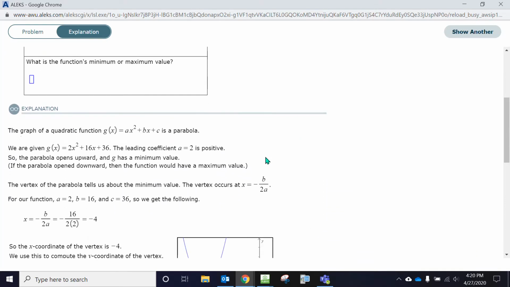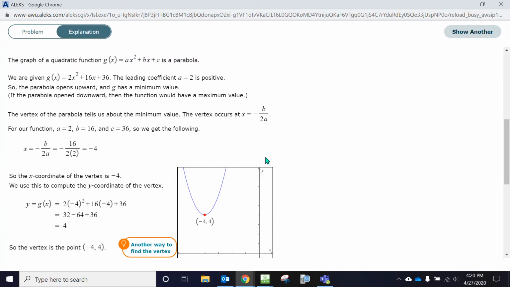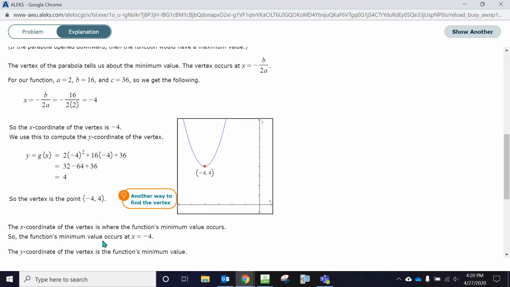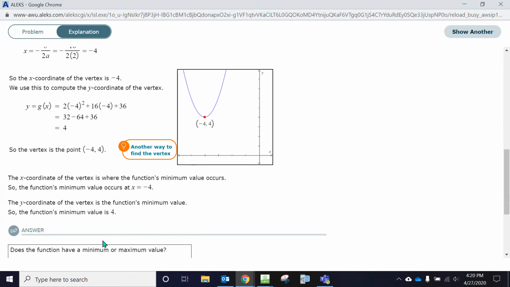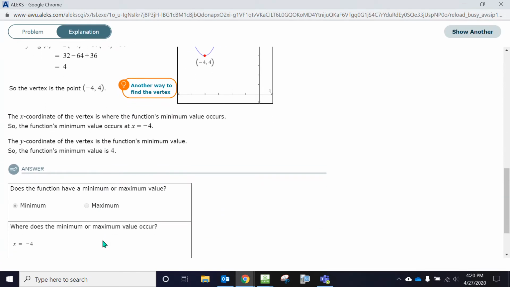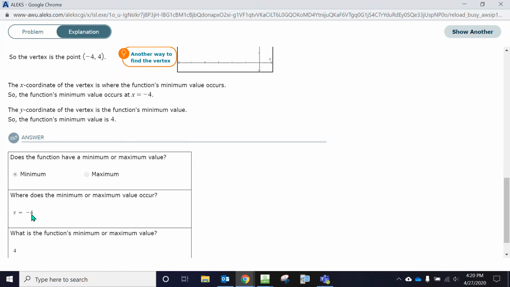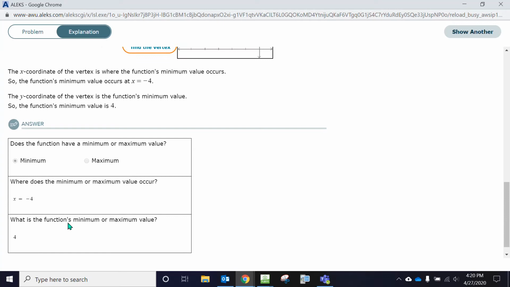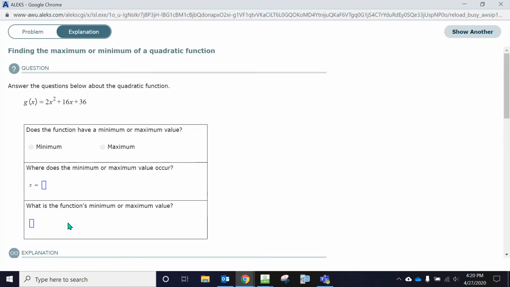Okay, they go through a lot here. We know it opens up, so it's a min, and the vertex x is negative 4. If you plug that back into the function, you get 4, so the vertex is negative 4, 4. So it's a min. The x value is negative 4. The y value is 4. So that's the setup in ALEX.